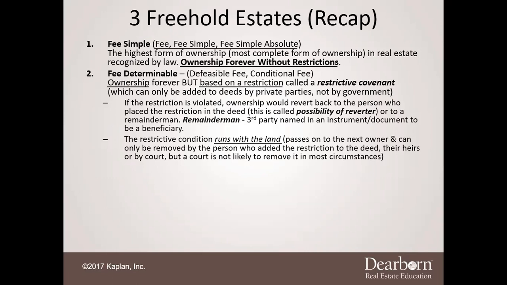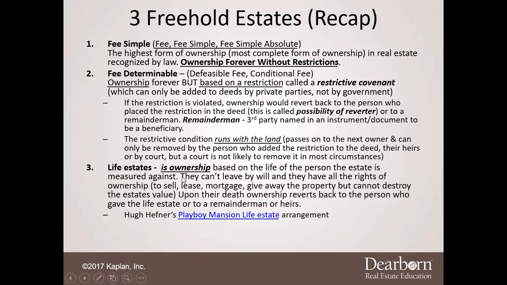So whoever violates it in the future, years down the road, owner passed on to owner, if somebody violates that restriction, they were aware that there was that restriction, they would have to turn that property back over to the person who put the restriction in the deed. If that person's no longer alive, then it would be their heirs or a remainder man that they may have named.